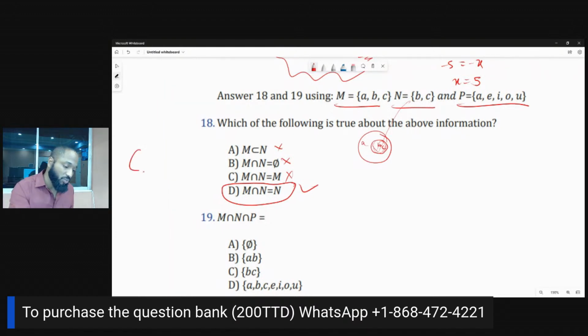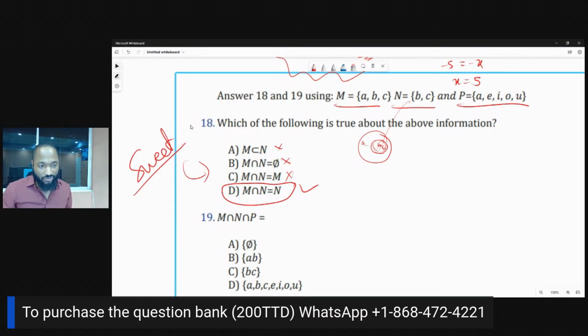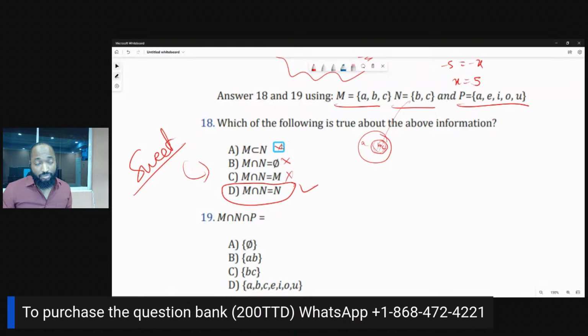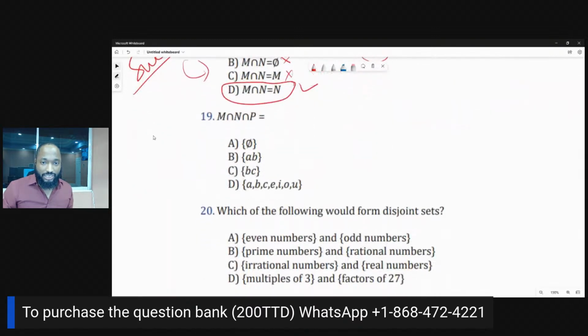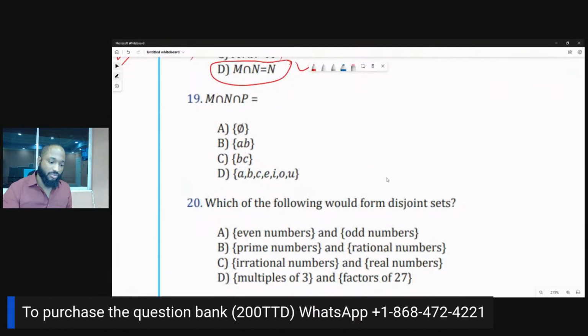Nice. Sweet. So this is a question that comes pretty often as well. Something like this comes up in CSEC. Watch out for it. Be ready for them. M intersect N intersect P. M intersect N intersect P. Wait.